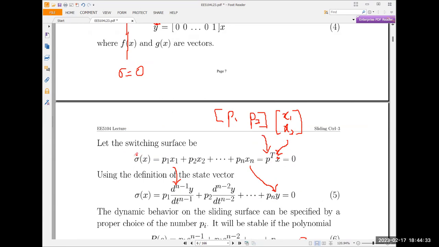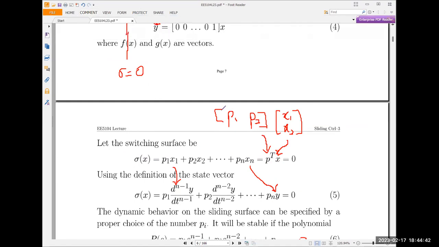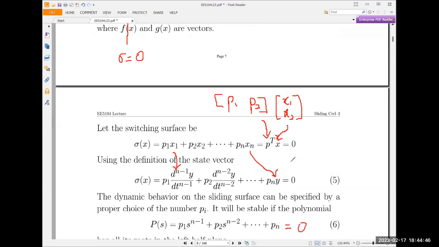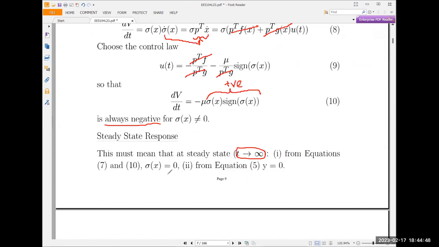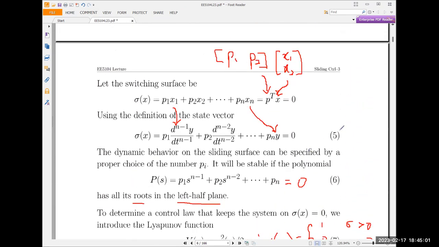So sigma will be equal to zero from conclusion one. And when sigma is equal to zero, you will have conclusion two. Conclusion two: from equation five, you will get y equals to zero. Where is equation five? All right, this is equation five.